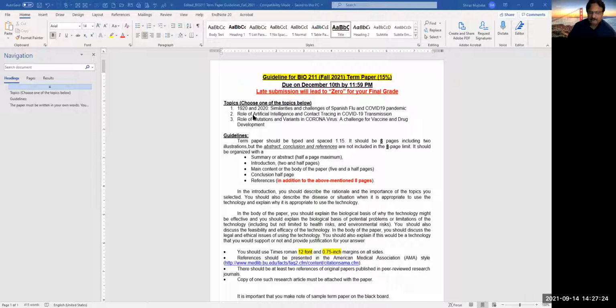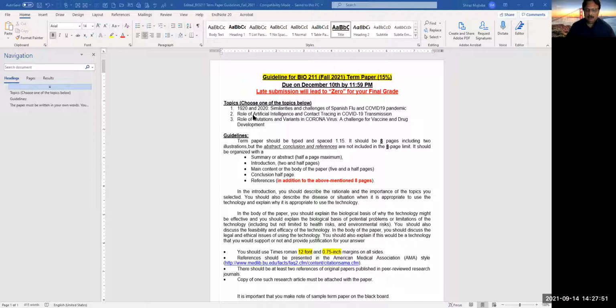Then what are the specifications? The term paper should be typed professionally. The space between two lines is 1.15, and the total number of pages is 8. And you could include 2 illustrations or figures, which should be proportionate to the size of the page. The illustration should not be too big, should not be too small.